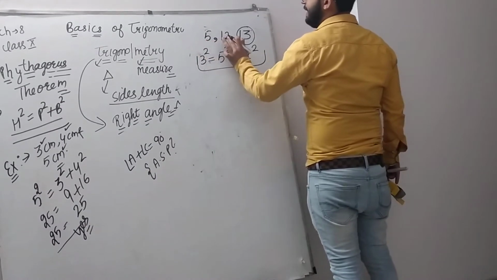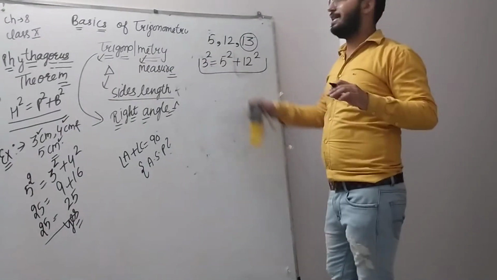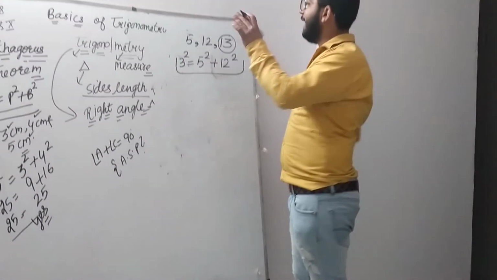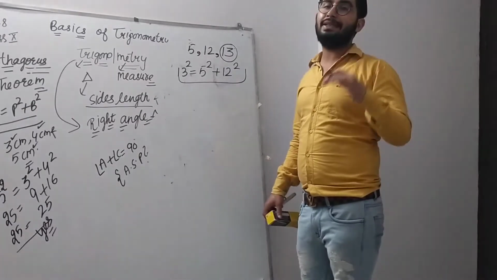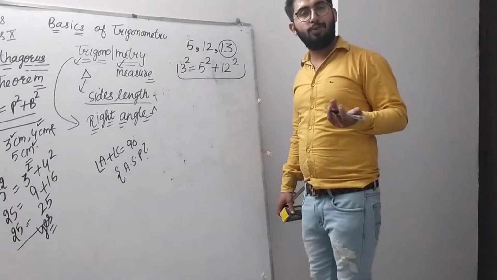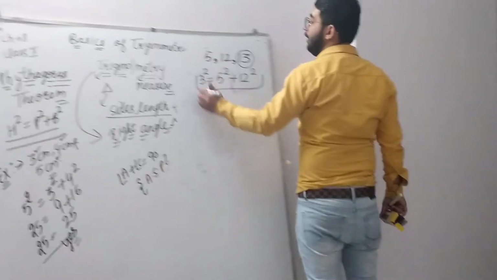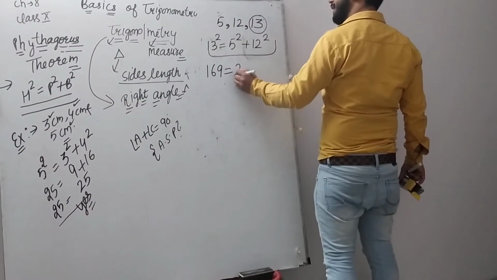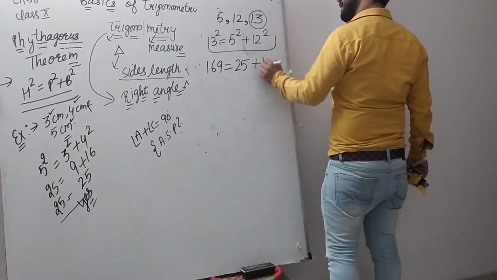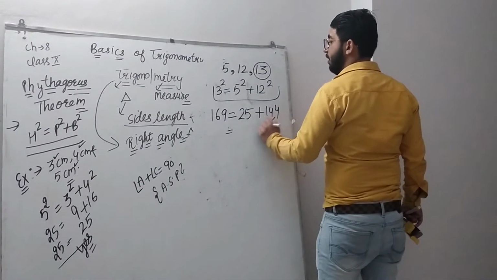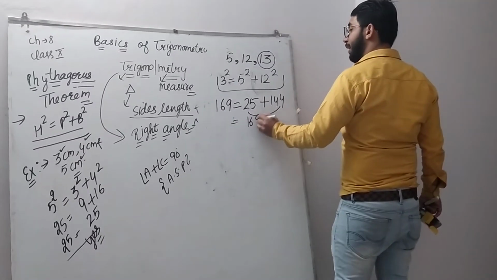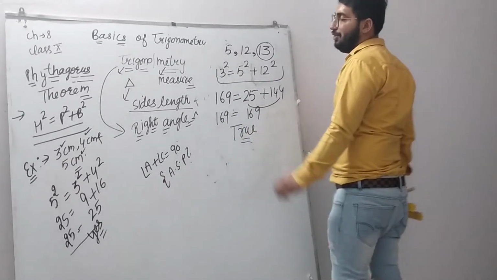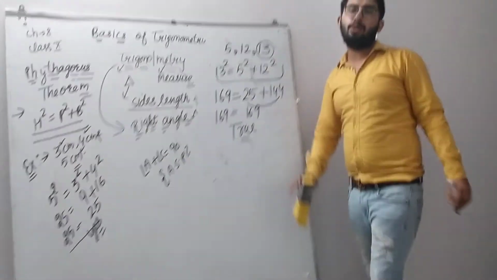If these three sides of the triangle satisfy this relation, that is the Pythagoras theorem, then we can say that it is a Pythagorean triplet, that is, 5, 12, 13 are the dimensions of a right angle triangle. 13 square, 13 13s, is 169. 5 square is 25. 12 square is 144. When you sum up 25 and 144, you get 169. 169 equals 169, which is true. Therefore, these are Pythagorean triplets.